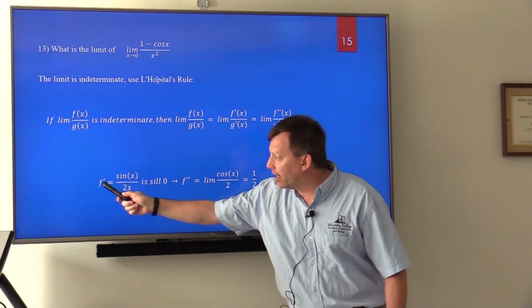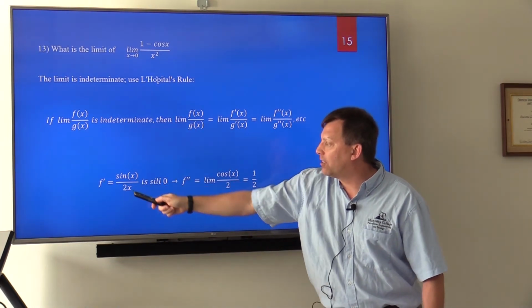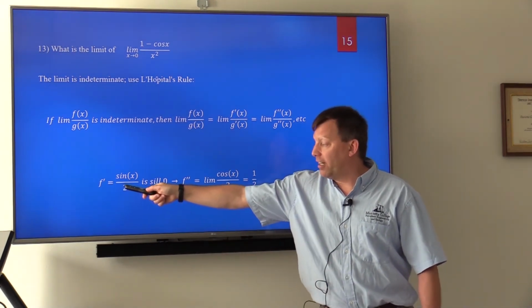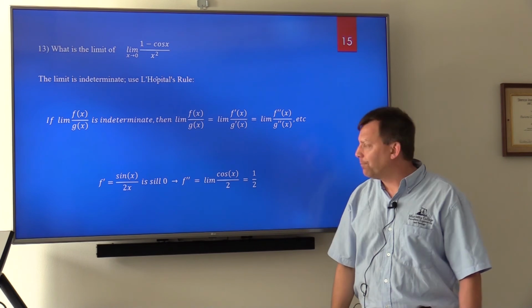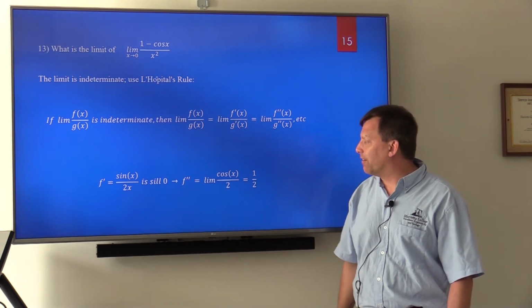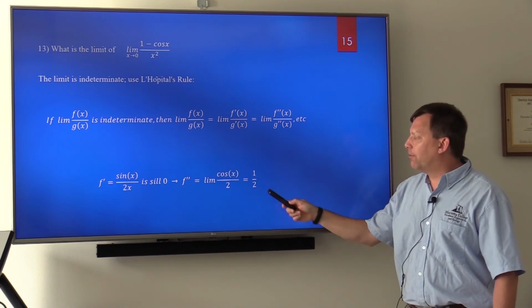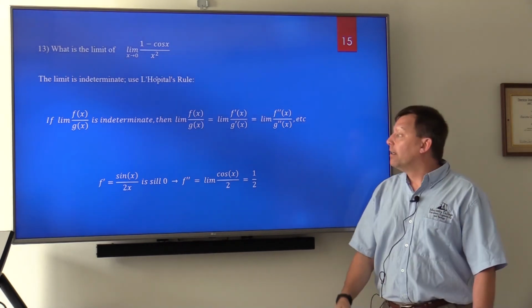So in this case, we take the first derivative. Now we have sine x over 2x. Well, this still goes to 0 over 0 because we're still dividing by 0. Take the second derivative again. Now we have the cosine of x over 2, which comes down to 1 over 2, or 1/2.